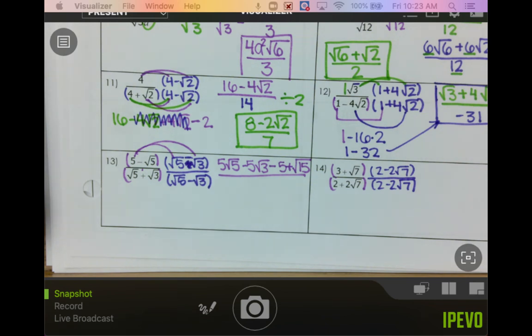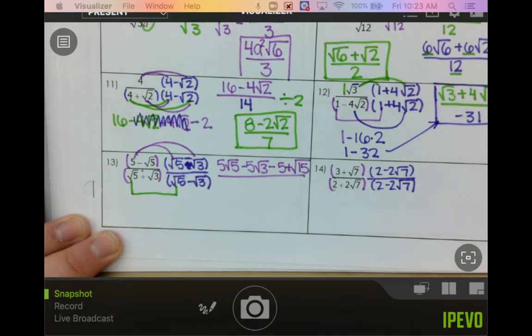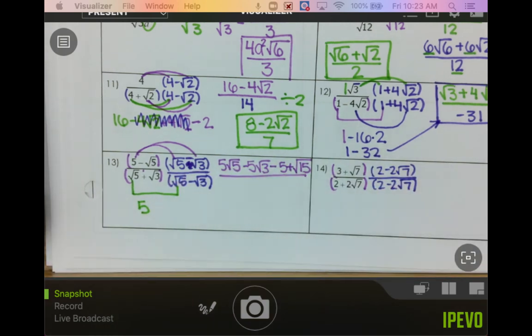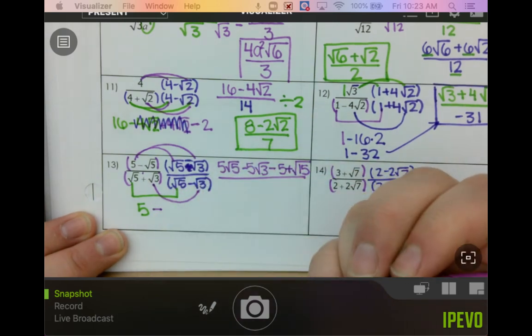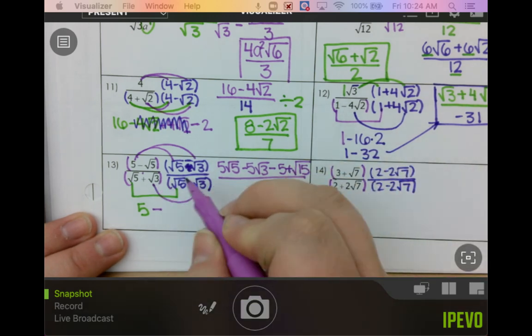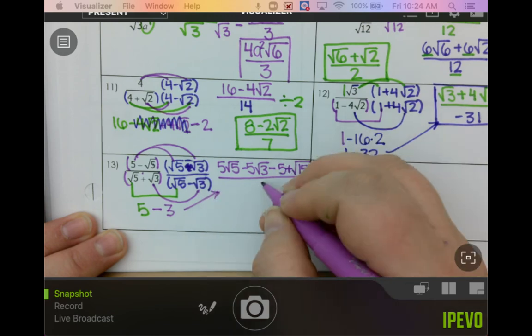On the bottom, these two multiply to 5 because the square root cancels. And then the square root of 3 times negative square root of 3 is negative. Positive times a negative makes a negative, and the square root cancels. And there you go.